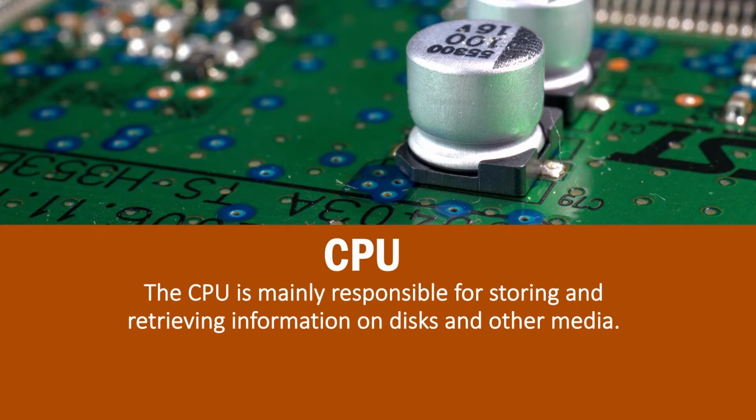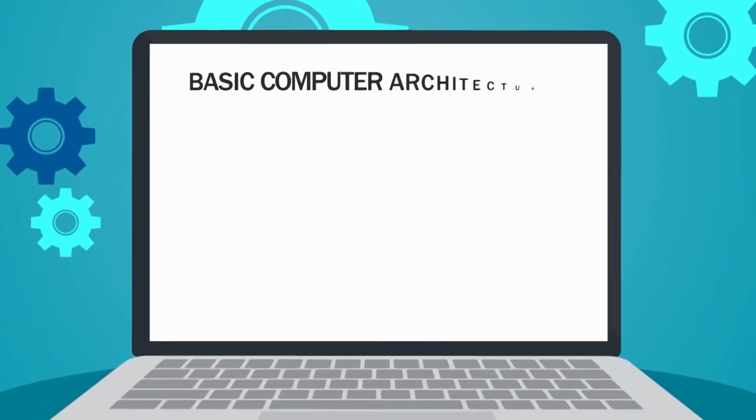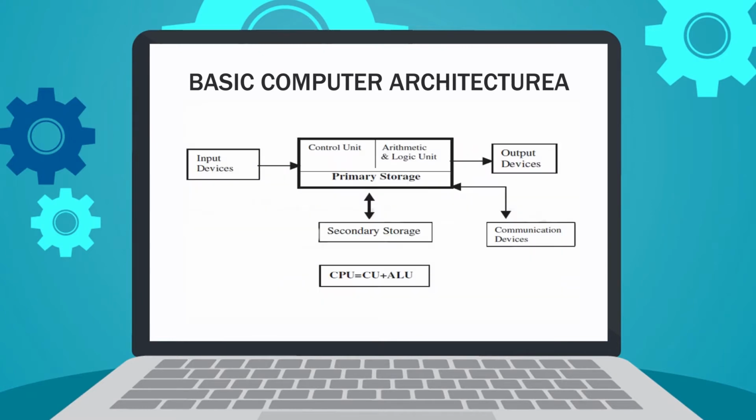That control activity may be reading data from a secondary storage device, storing data to a secondary storage device, and similarly managing input output devices. All these things can be taken care of by the CPU. It also handles the movement of information from one part of the computer to another. It means communicating information from one section to another, or from one component to another, is also managed by the CPU.